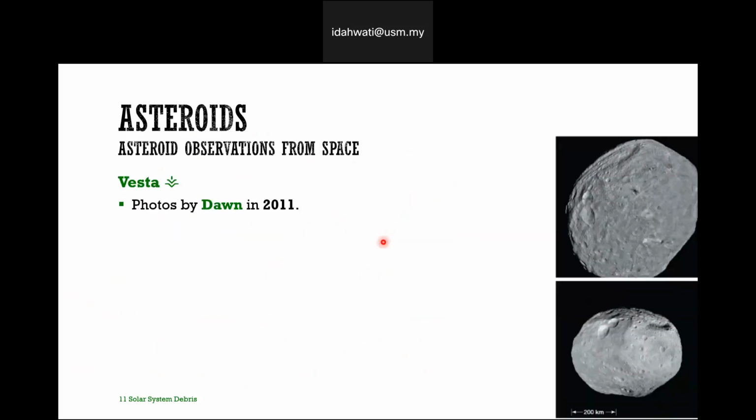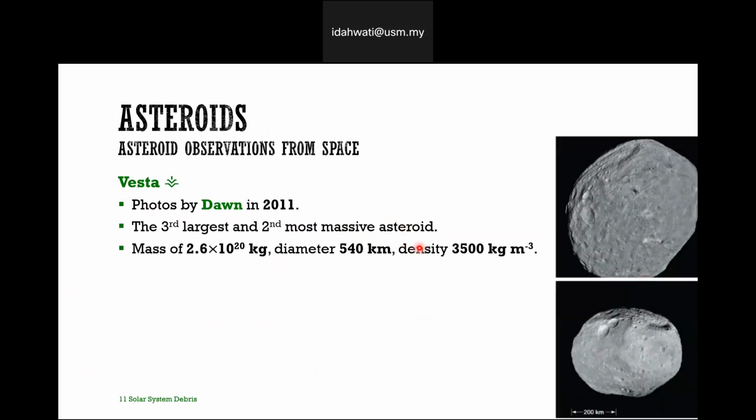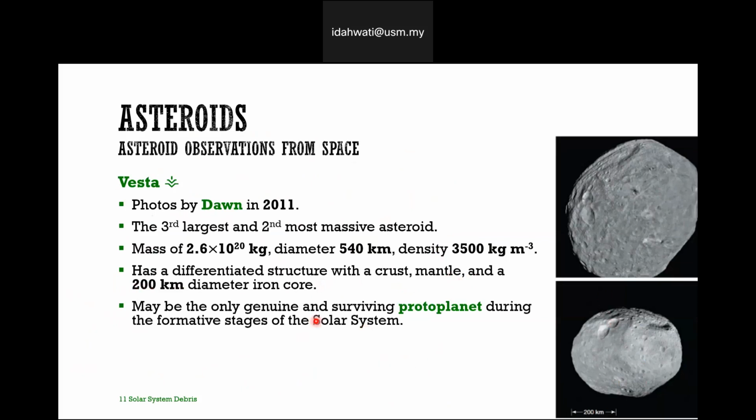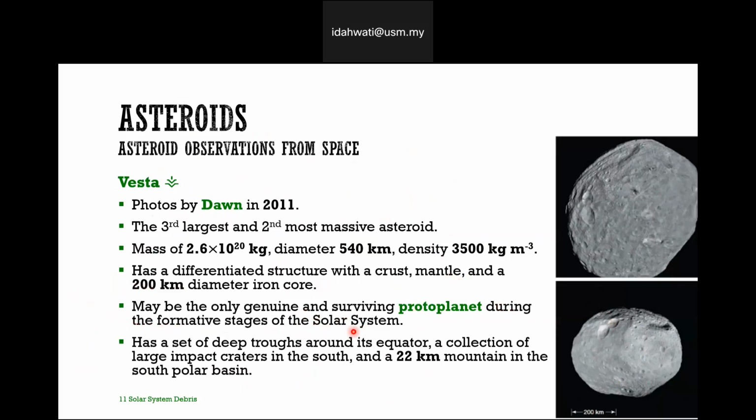Okay, now we go to Vesta. This one is photographed by Dawn in 2011. The third largest and second most massive asteroid. Okay, mass, diameter, and density here. It has a differentiated structure with a crust, mantle, and 200 km diameter iron core. Maybe the only genuine and surviving protoplanet from the formative stages of the solar system. Also, Vesta has a 22-kilometer mountain in the South Polar Basin.